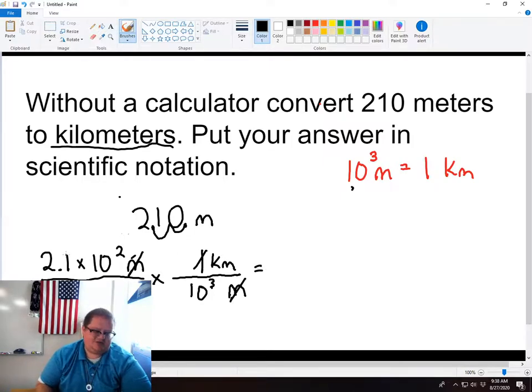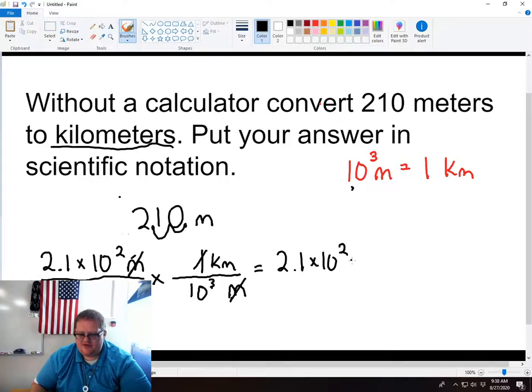So let's see what I get when I multiply this. So multiply, do the math here. On top is just 2.1 times 10 to the second. Don't forget kilometers. We just did 2.1 times 10 to the second times kilometer. On the bottom is just the number 10 to the third.